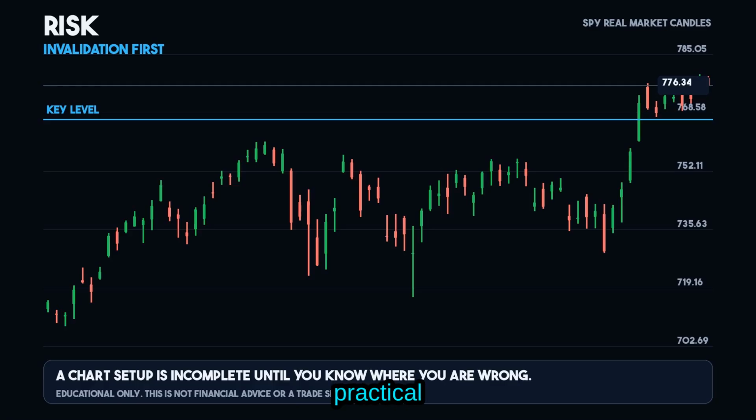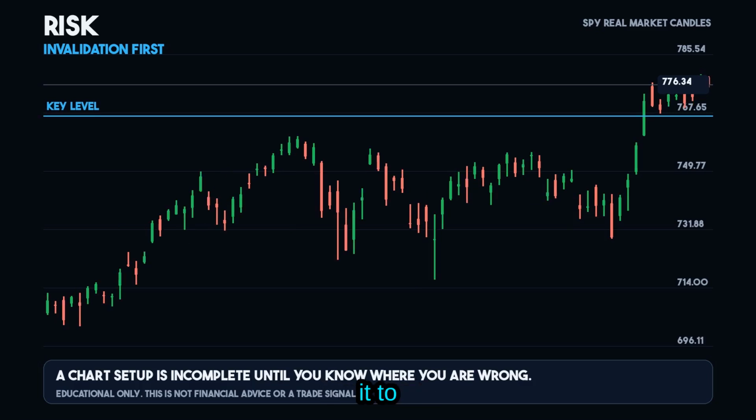For your practical homework exercise, I want you to create a scenario where you allocate 2 and 5 of your account value to a fictional trade. Use a demo chart or paper trading journal, and apply the 25 rule to determine your position size. This exercise will help you internalize the concept and apply it to real-world trading scenarios.